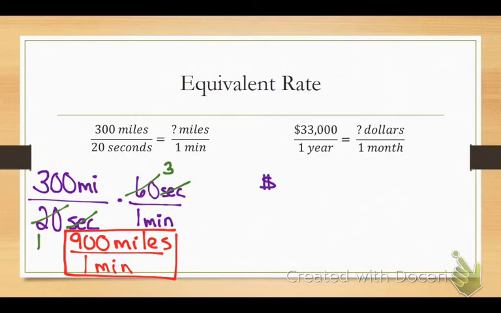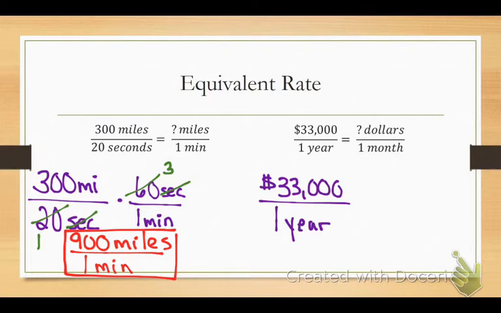So $33,000 in 1 year. Okay, so what is my conversion factor? Did everybody figure that out? 12 months. 12 months in 1 year. That's my conversion factor. Does everybody agree that 12 months in 1 year is the same thing? Okay, so we're essentially not changing any values here.